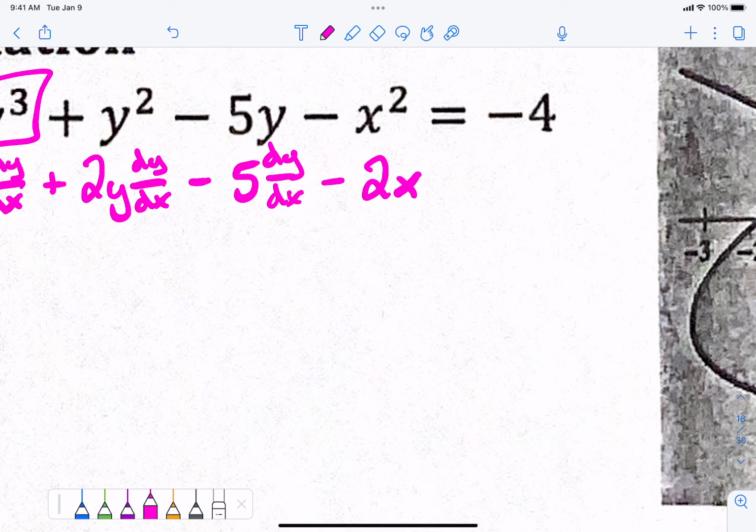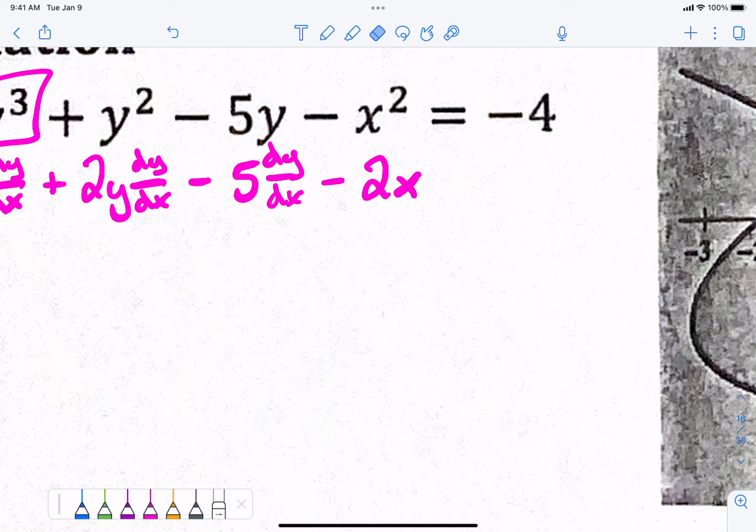Listen to this. Ready? Technically, when we take the derivative of x, this would technically be dx dx. But what happens when you take dx dx? They cross out, right? So that's why you don't have to have dx dx on the end of each x, because dx dx cancels out. Does that make sense? So you technically do the same thing to x as you do to y, but since that's the variable that I'm taking the derivative with respect to, dx dx just cancels out.